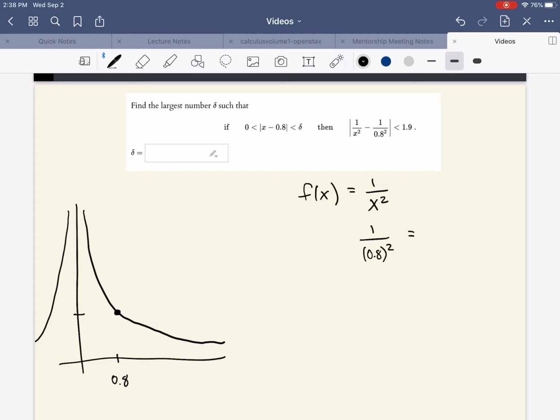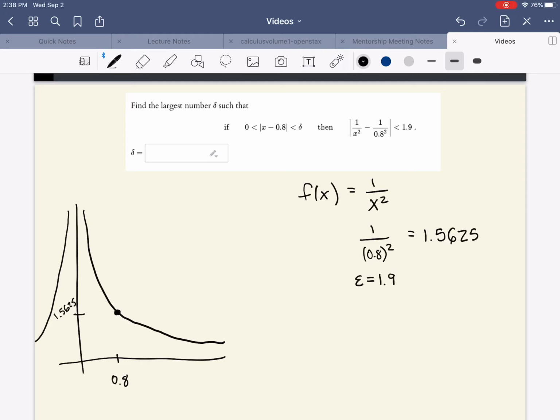And I'm going to go ahead and type that into my calculator. I encourage you to do the same, just to make sure that you're doing everything right on your calculator. I get 1.5625. And so that's this value over here. That's the actual limit. What we're interested in is we're trying to keep their outputs within epsilon of that. So in this case, epsilon is this 1.9.